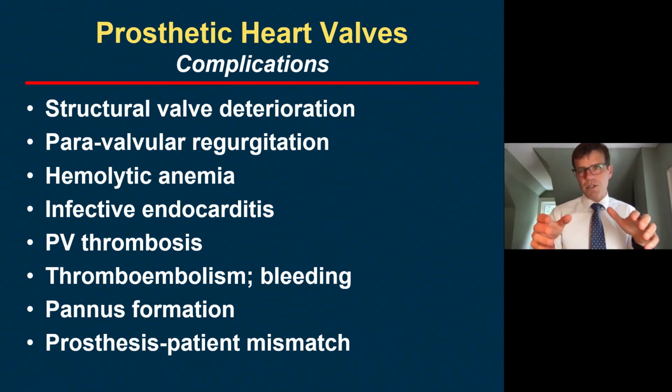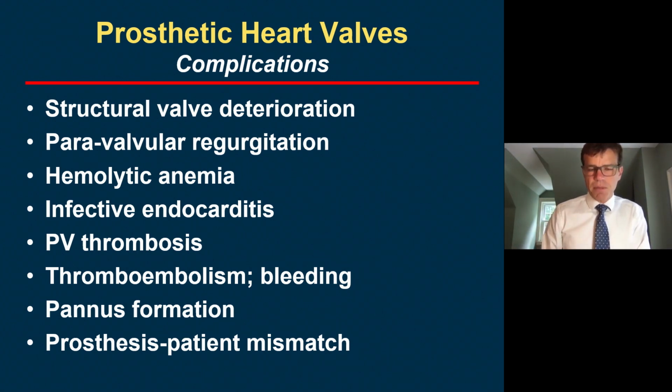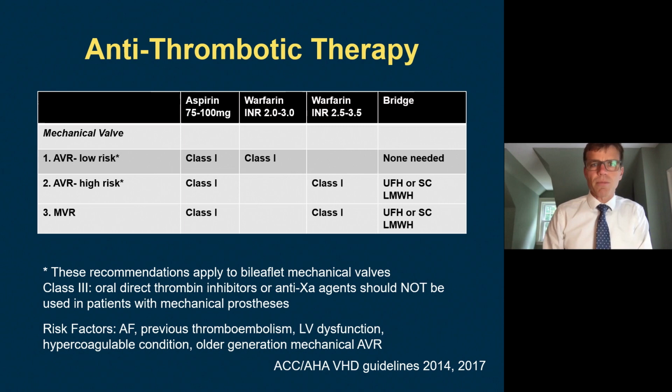Pannus is basically scar tissue that forms in the annulus and comes over the top of the valve to make it narrower and give it difficulty with opening and closing. And then the classic is prosthesis patient mismatch, where the patient is big and the prosthesis is small, and as a result, they have gradients even after having the operation.